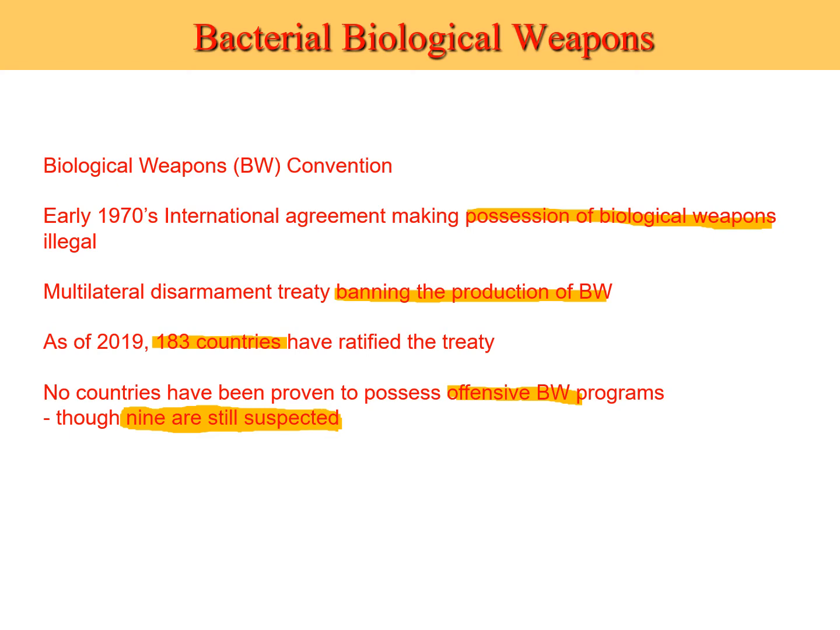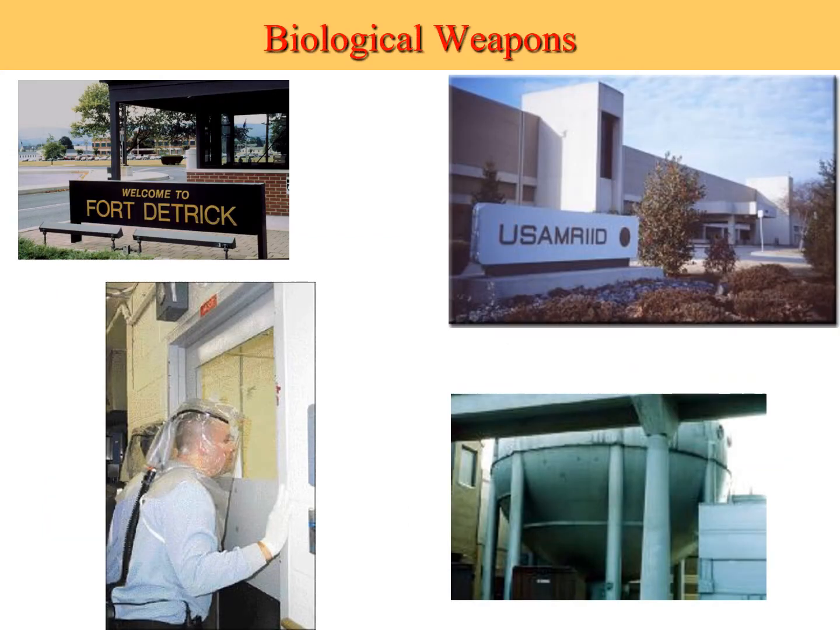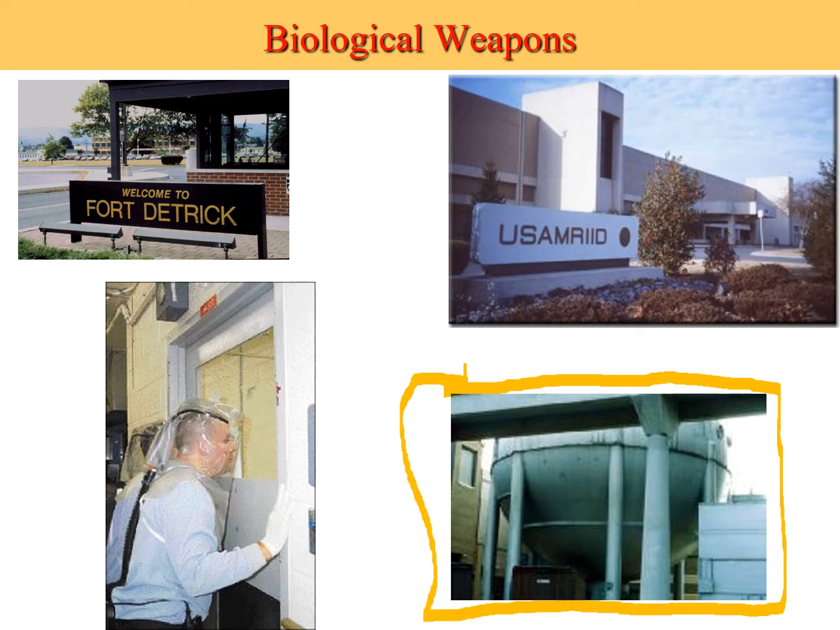These are some organisms that have been used or studied as potential biological weapons. As I said, when the international agreement was signed in the early 70s, the biological warfare labs, and this is the back side of the building where they were carried out, these labs were given to the National Cancer Institute.